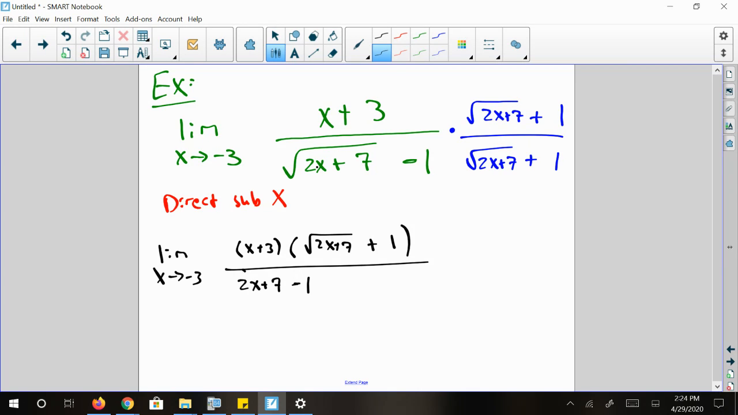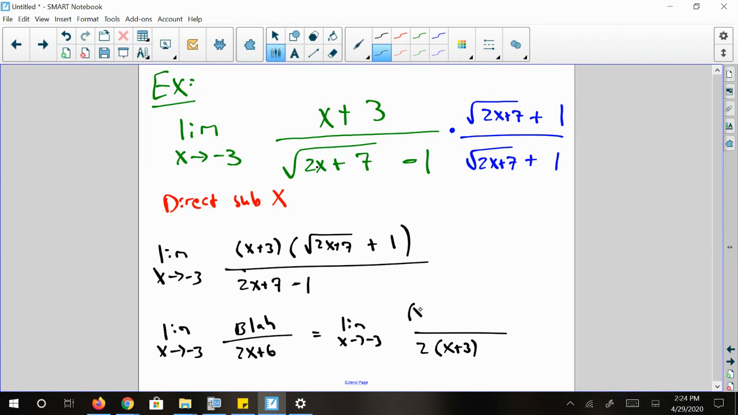Now I'll rewrite everything again. I can take a 2 out of the bottom there. I'm left with an x plus 3. And up on top, I'll have x plus 3, and then I'll have square root of 2x plus 7, sorry, outside of the parentheses, plus 1. So that x plus 3 cancels out for us.